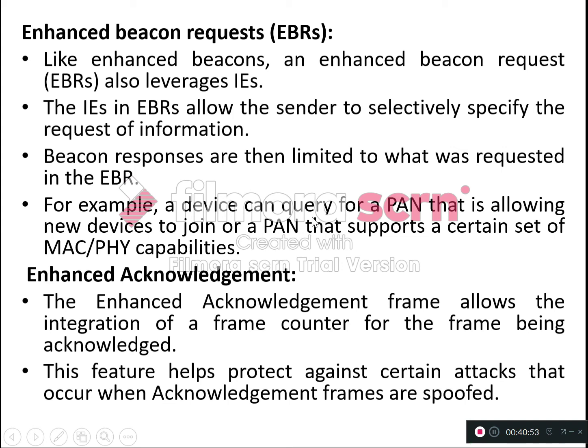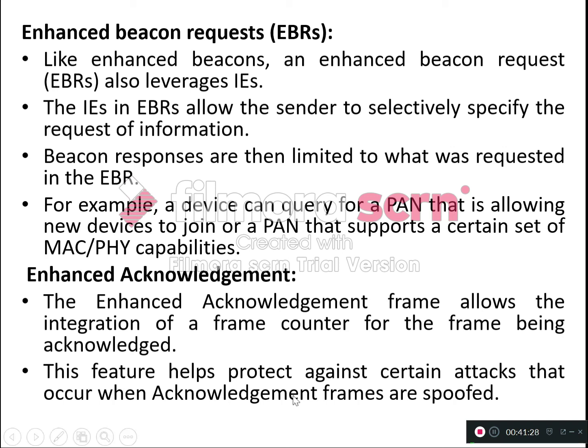For example, a device can query for a PAN that is allowing new devices to join, or a PAN that supports a certain set of MAC or PHY capabilities. The next enhancement is the acknowledgement enhancement. The enhanced acknowledgement frame allows the integration of the frame counter for the frame being acknowledged. So there will be an attachment of a frame counter for the frame which is acknowledged, for which frame the acknowledgement is sent.